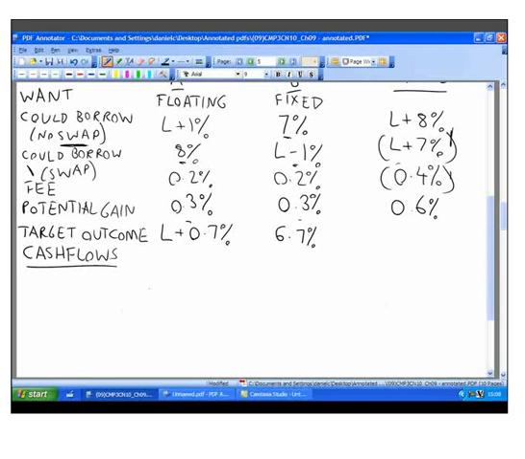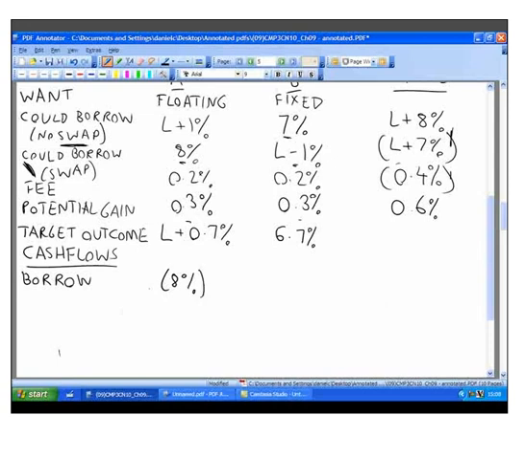The next thing we need to take account of are the bank fees. And we've already seen the bank is going to charge a fee of 0.2% to each party. So that also needs to be factored into our cash flows.